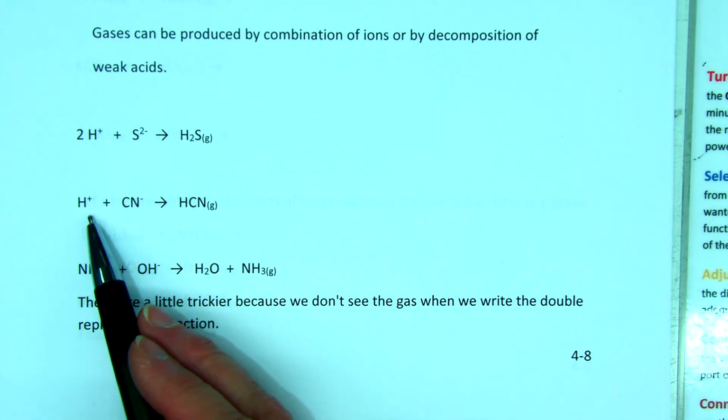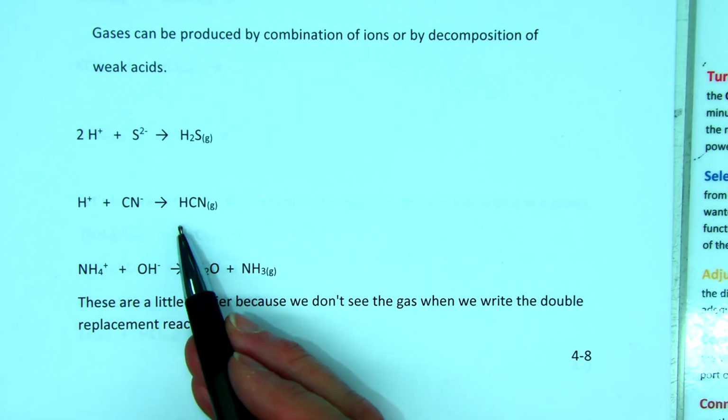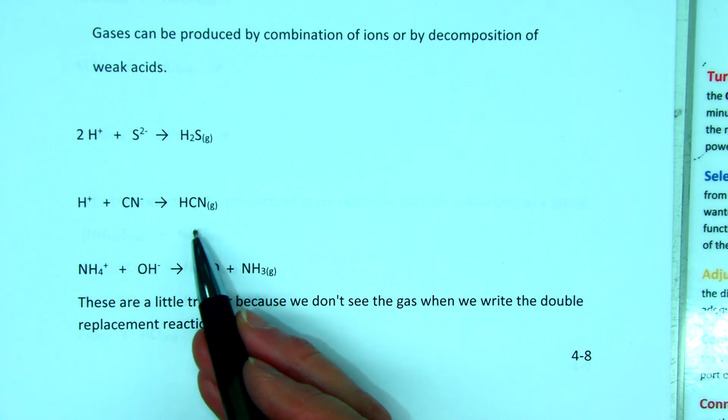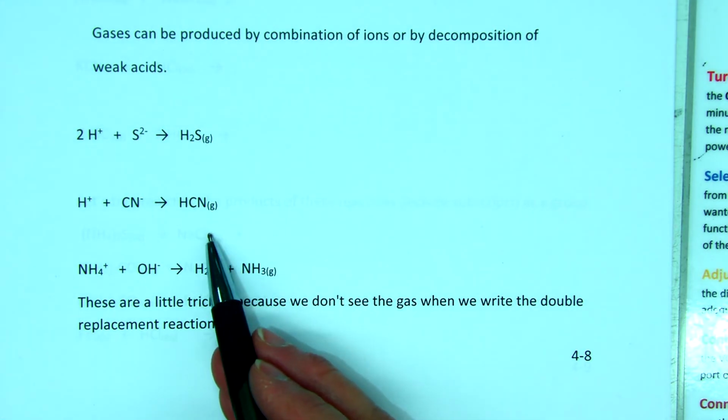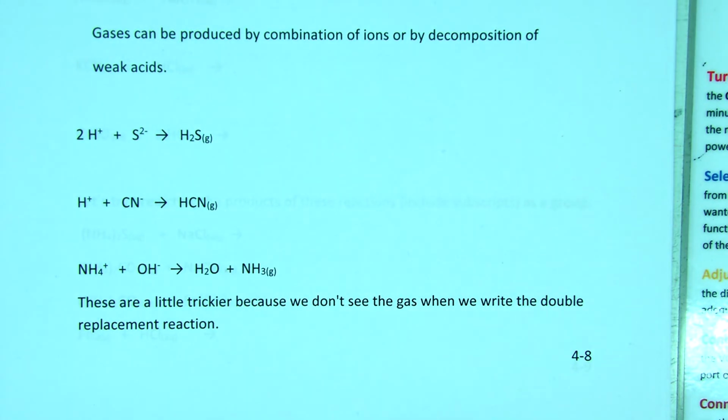Hydrogen plus cyanide makes hydrogen cyanide gas. I hope you're not familiar with that from everyday life. Hydrogen cyanide gas is what they use in the gas chambers, right, for capital punishment. Does anybody know what this smells like? What? No, not flatulence. It smells, well, I'll tell you what it smells like.